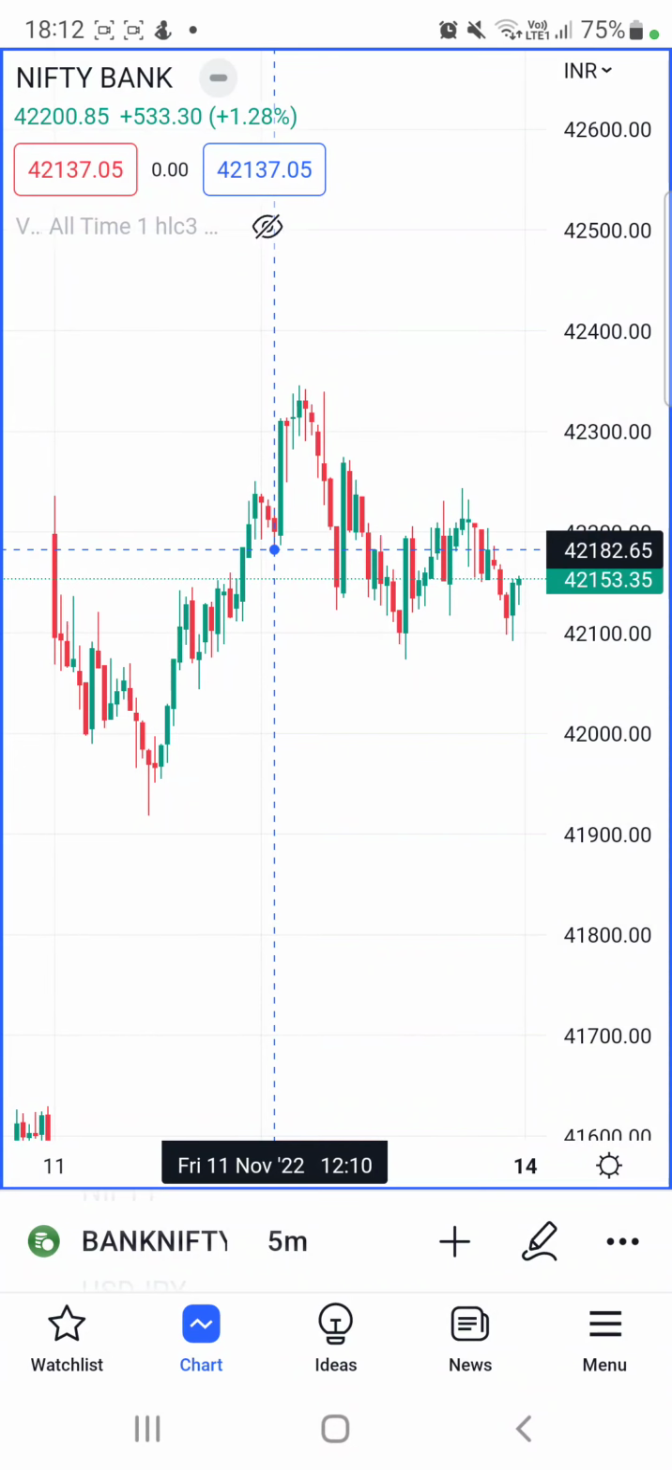Hi friends, this is the Bank Nifty 5 minutes chart on 11th November 2022. I'm going to draw some lines to identify what the key market edges are, who the major player is, sellers or buyers in this market, and how we identify that context with the help of some line work.